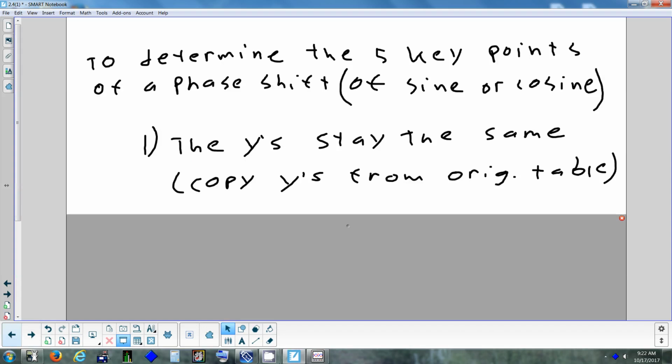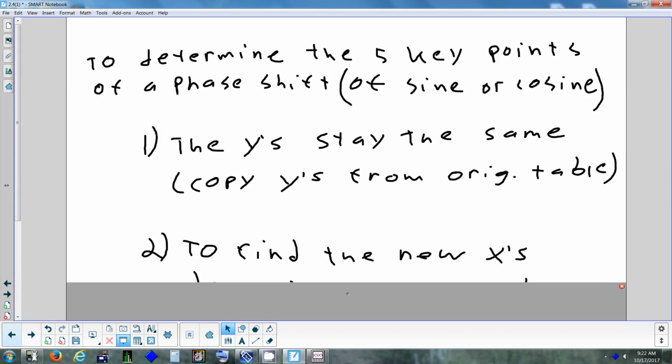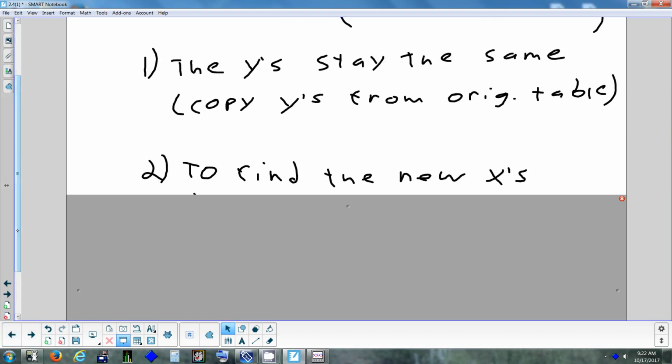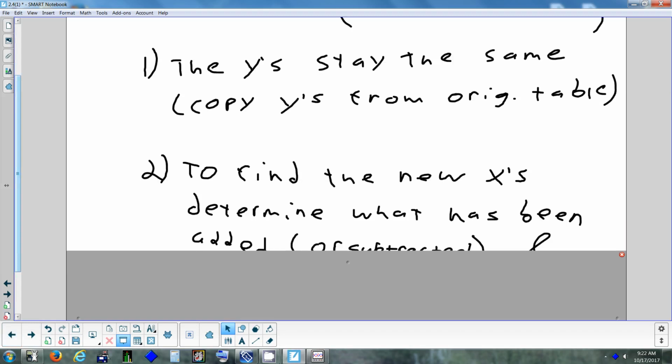So the first step, depending on whether you're doing a sine problem or a cosine problem, is to go back to one of the two tables I just showed you and copy down the y values into your new table. You don't have to do anything to them. Just copy them down. What they were before is what they're going to be now. But if the y's are going to stay the same, what's going to change? The x's. Okay, the x's are going to change. So you're going to take all the original x's and you're going to do something to them. Okay, you're going to change them. How do we change them?